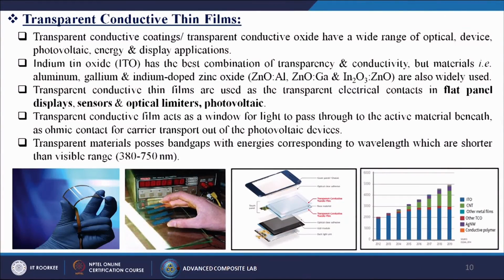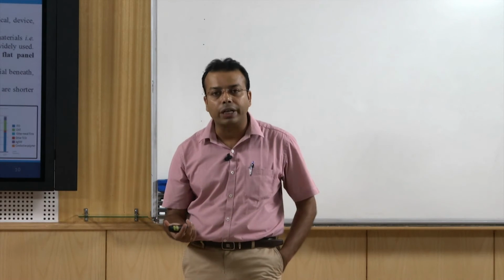Transparent conductive films act as a window for light to pass through to the active material beneath, as ohmic contact for carrier transport out of the photovoltaic devices. Transparent materials possess band gaps with energies corresponding to wavelengths which are shorter than the visible range. That means it is in the range of 380 to 750 nanometer. So here the application is for the electronic purposes.